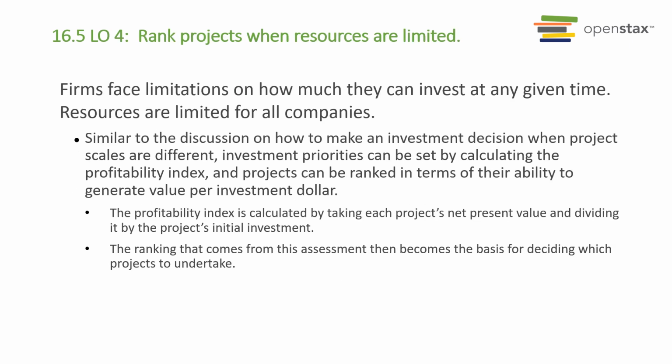Firms face limitations on how much they can invest at any given time. Resources are limited for all companies. Similar discussion on how to make an investment decision when project scales are different. Investment priorities can be set by calculating the profitability index, and projects can be ranked in terms of their ability to generate value per investment dollar. Profitability index is calculated by taking each project's NPV and dividing it by the project's initial investment. The ranking that comes from this assessment then becomes the basis for deciding which projects to undertake.